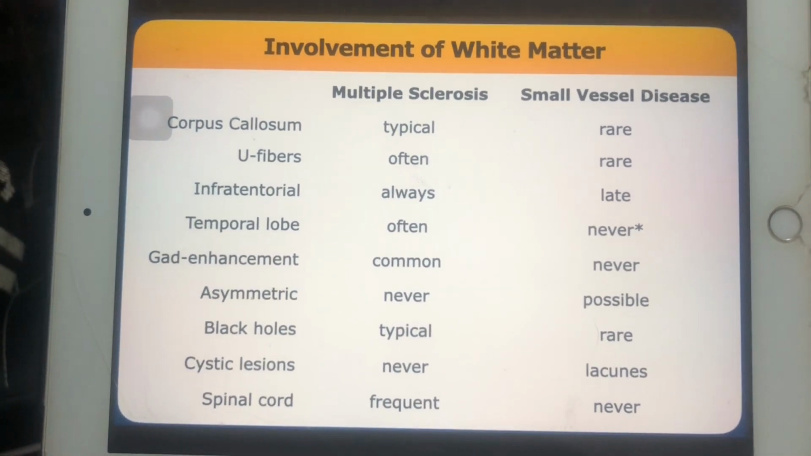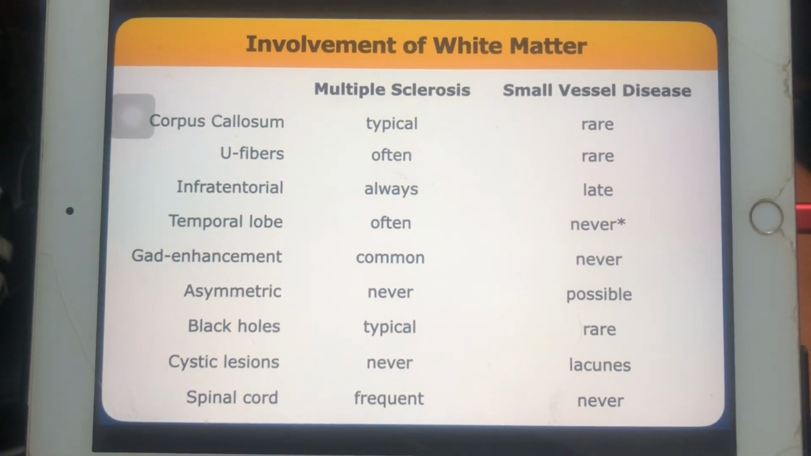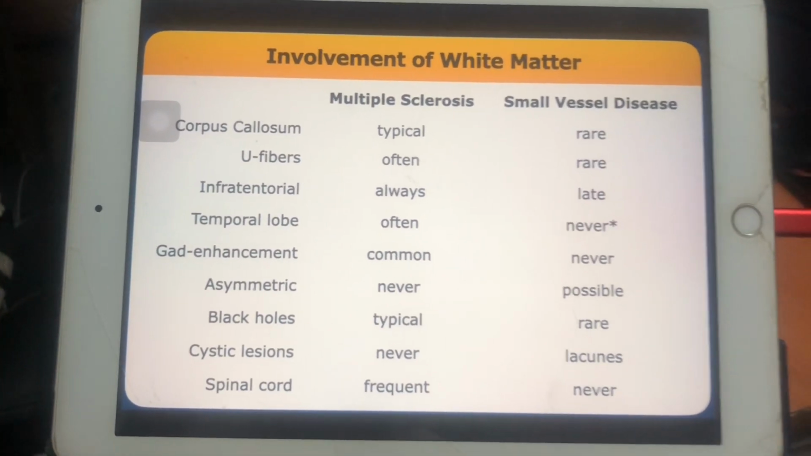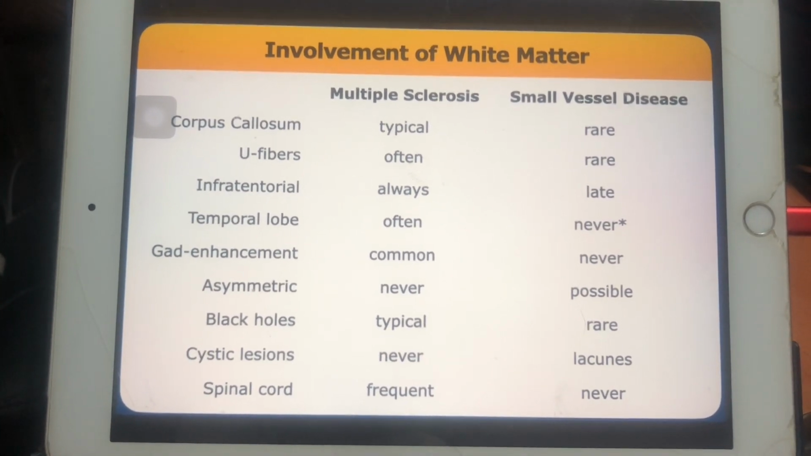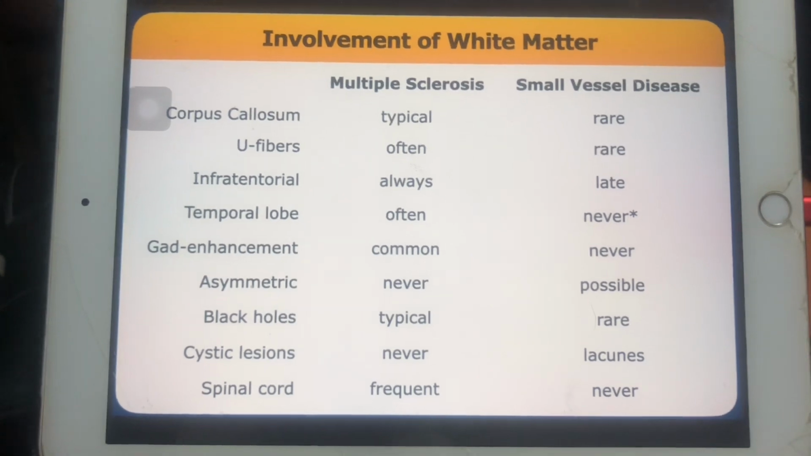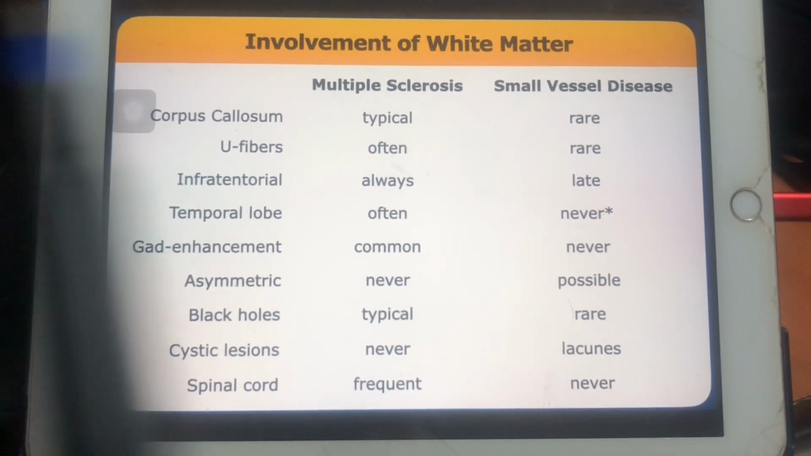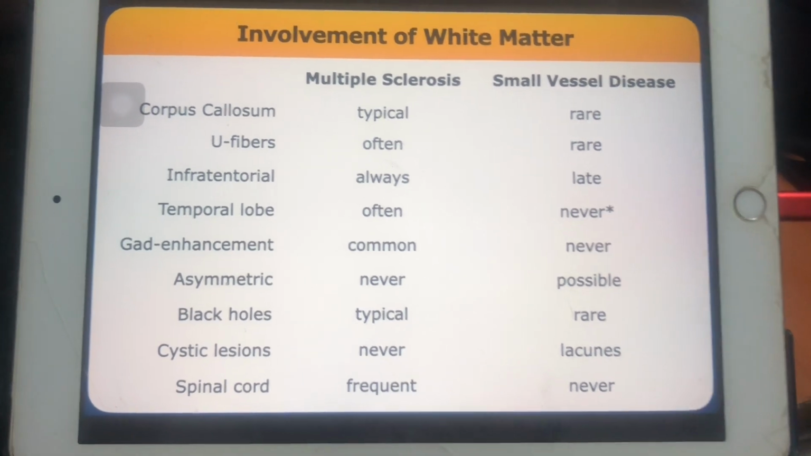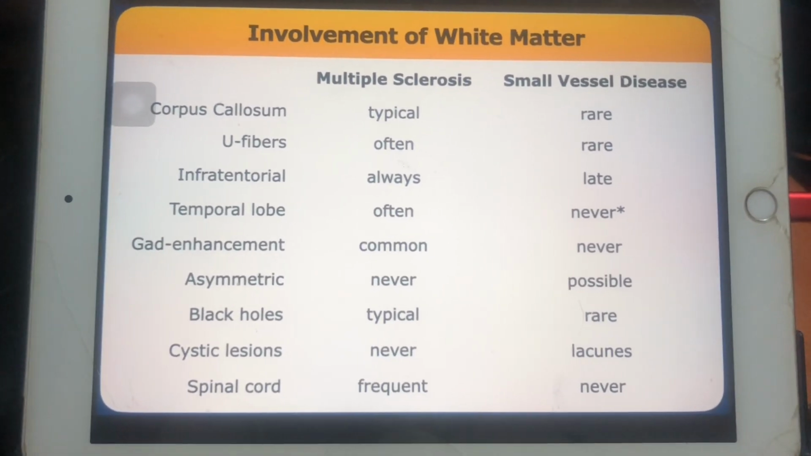So like we discussed earlier, it's important to differentiate between small vessel disease and MS. The corpus callosum is typically involved in multiple sclerosis, specifically the callososeptal interface. Septum meaning the septum pellucidum. So when the corpus callosum is involved, you have to see whether it is towards the septum pellucidum, that is, more towards the midline or not. That pattern is rare in SVD.